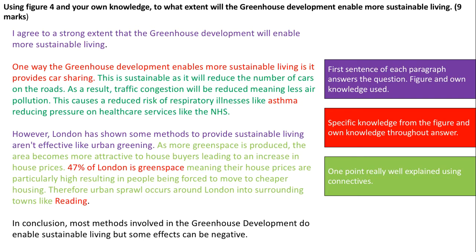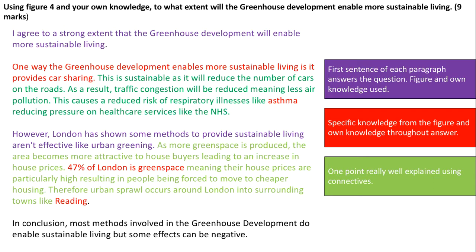She's chosen urban greening as a method that seems sustainable but isn't sustainable, and then she goes on to explain why it's not sustainable. As more green space is produced, the area becomes more attractive to house buyers, leading to an increase in house prices. 47% of London is green space, meaning their house prices are particularly high, resulting in people being forced to move to cheaper housing. Therefore, urban sprawl occurs around London into surrounding towns like Reading.